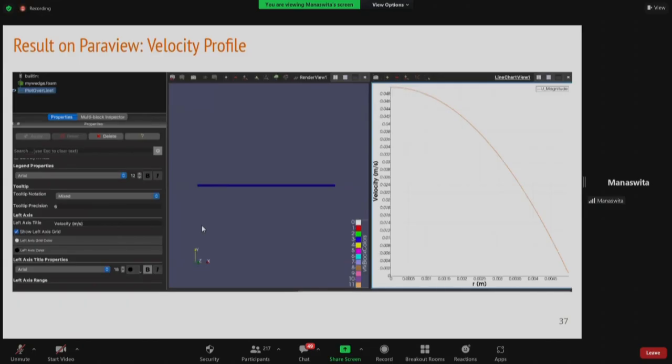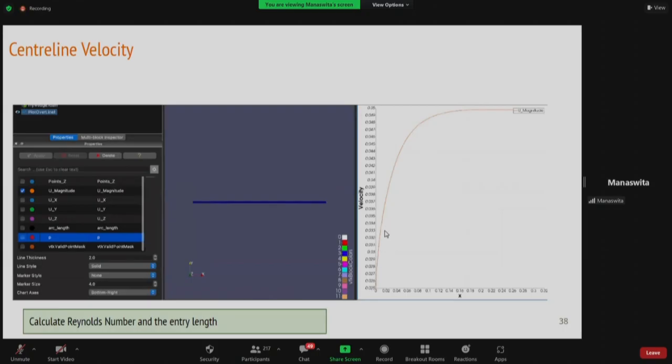The other thing we have plotted is the center line velocity against the axial distance. You see the center line velocity is increasing from 0.025 to 0.05. Now one can check where it is attaining the maximum velocity, that is 0.05. Look at the graph and check at what axial position it attains the maximum velocity. You could get that position from the graph, and you can calculate the Reynolds number.